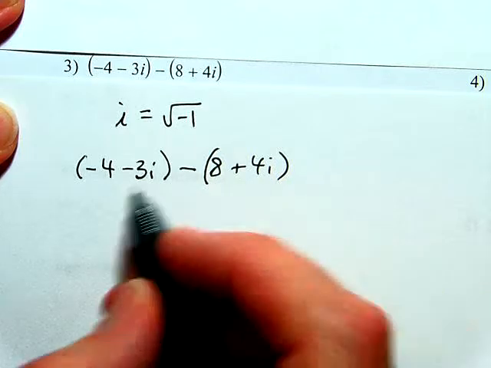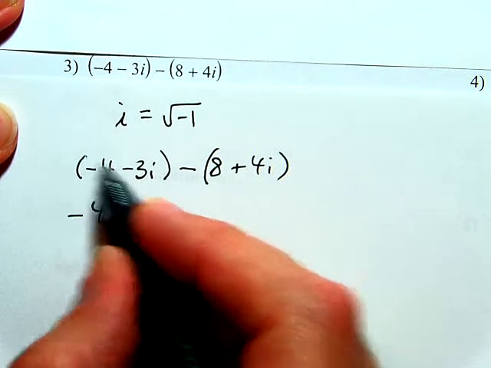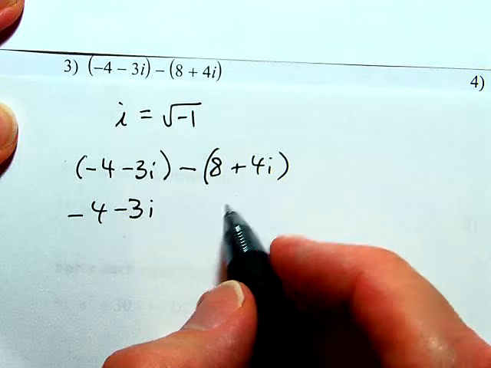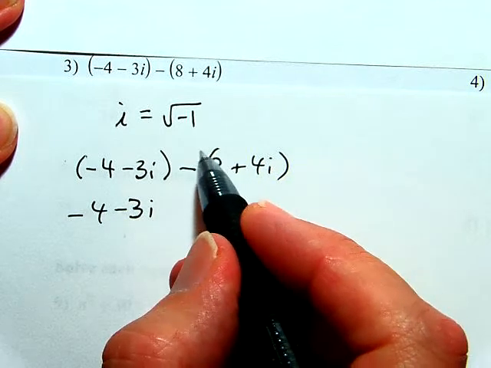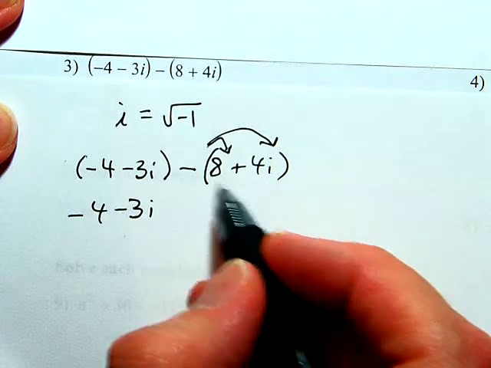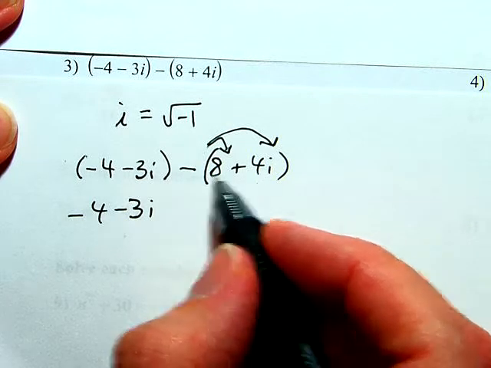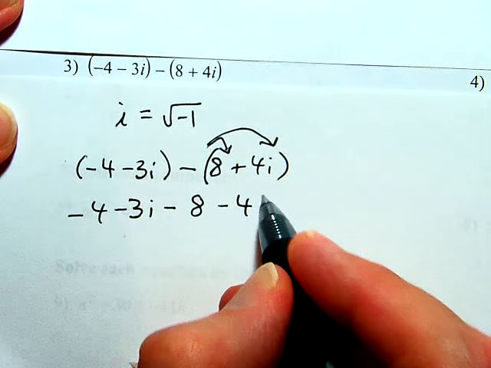Recall how we do this. We can take the parentheses off the first set, because there's only a 1 implied in front of it, but there's a -1 implied in front of this parenthesis. So we've got to distribute that -1 over both of these terms that are added. So we really have -8 minus 4i here.